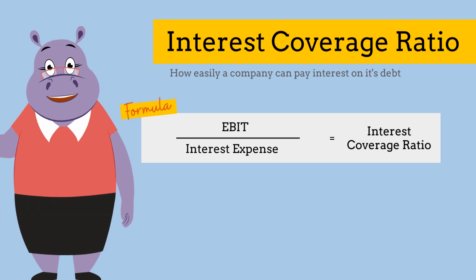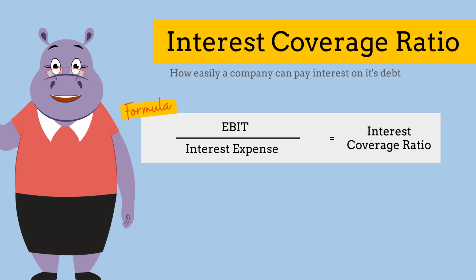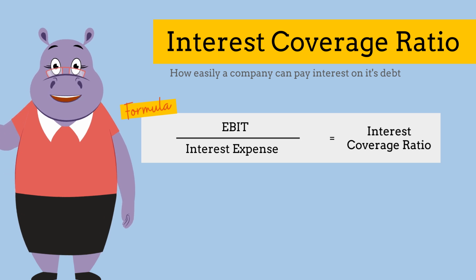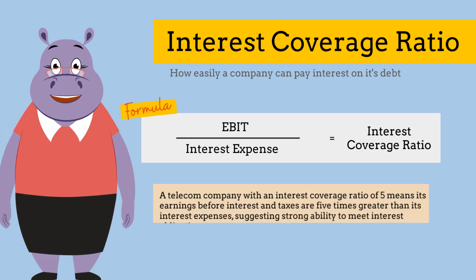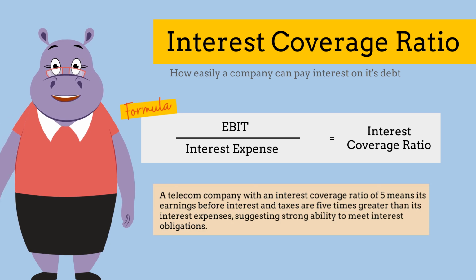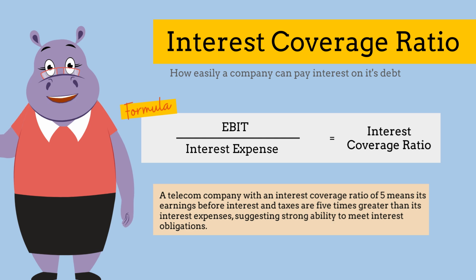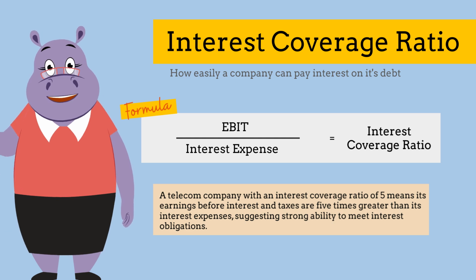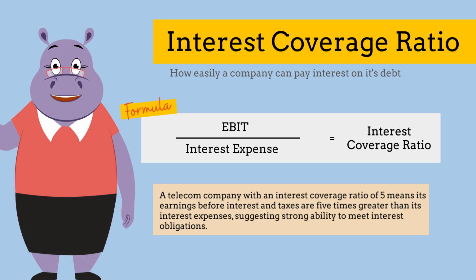The interest coverage ratio shows how easily a company can pay interest on its debt. We calculate it by dividing interest expense into the company's earnings before interest and taxes, or EBIT for short. A telecom company with an interest coverage ratio of 5 means its earnings before interest and taxes are 5 times greater than its interest expenses, suggesting strong ability to meet interest obligations.